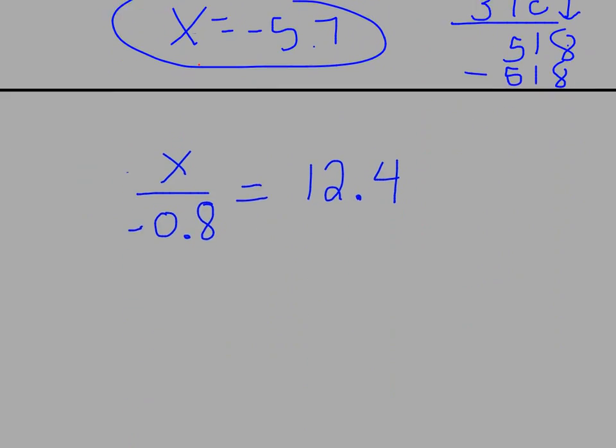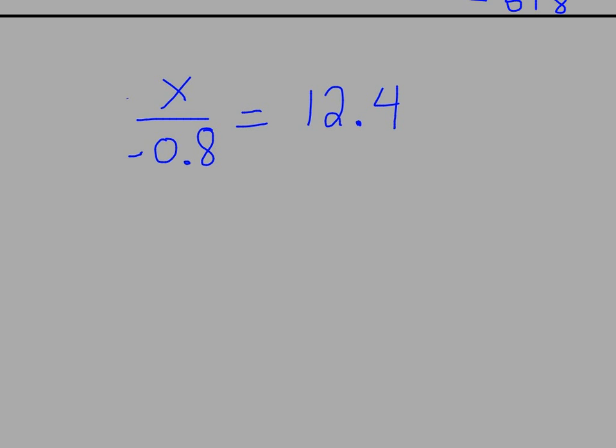Looking at our last example, when it has division on the bottom of the x like this, the way that you get rid of it is to multiply by it. So I'm going to write times negative 0.8. That cancels those out. It leaves me with just my x, and I'm just going to be multiplying by negative 0.8. Remember, you multiply or divide by whatever is with the x, and if a negative is with the x, you multiply or divide by the negative.